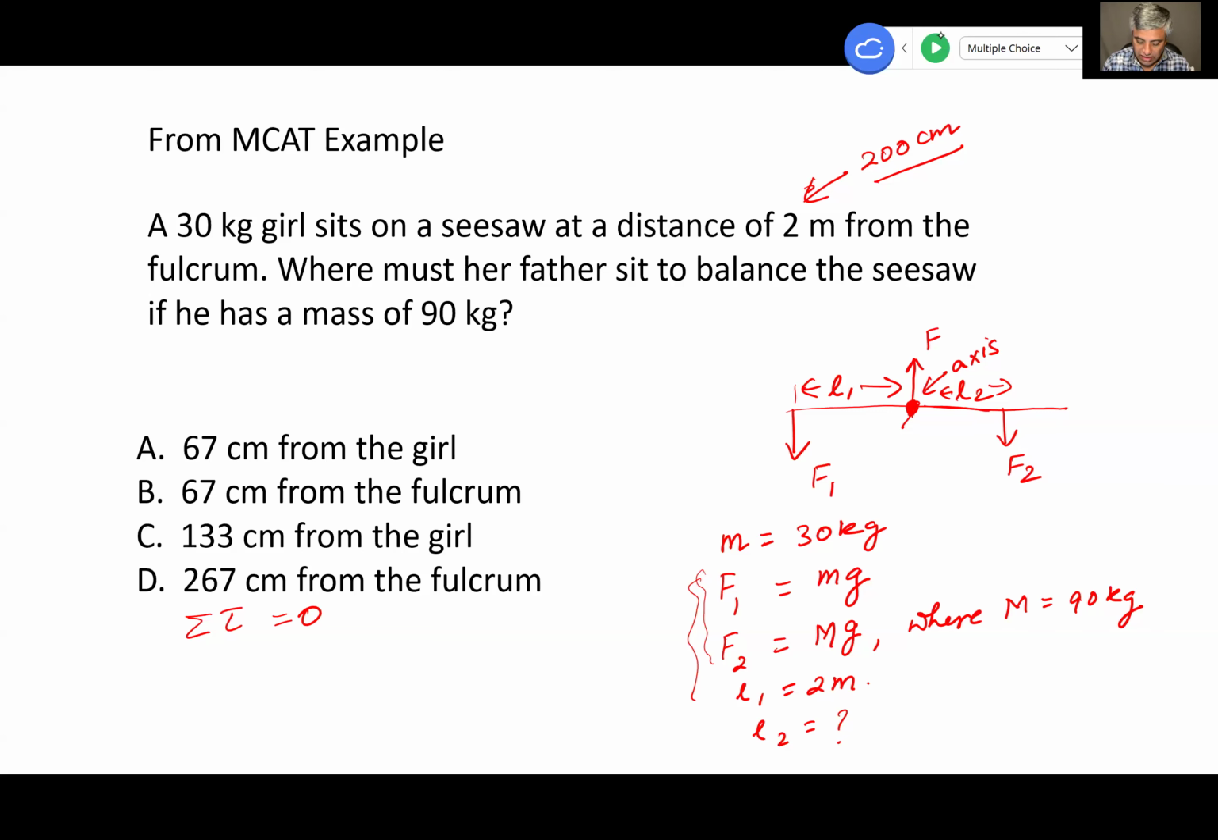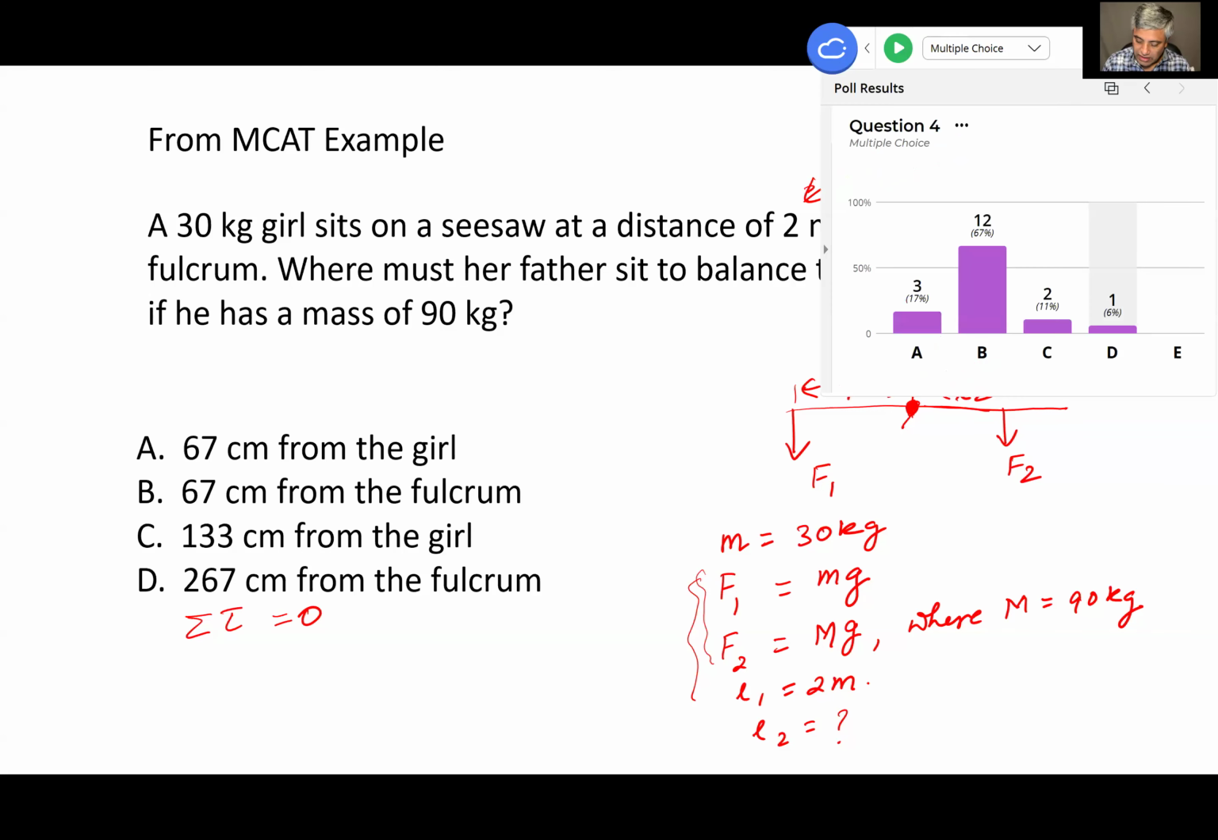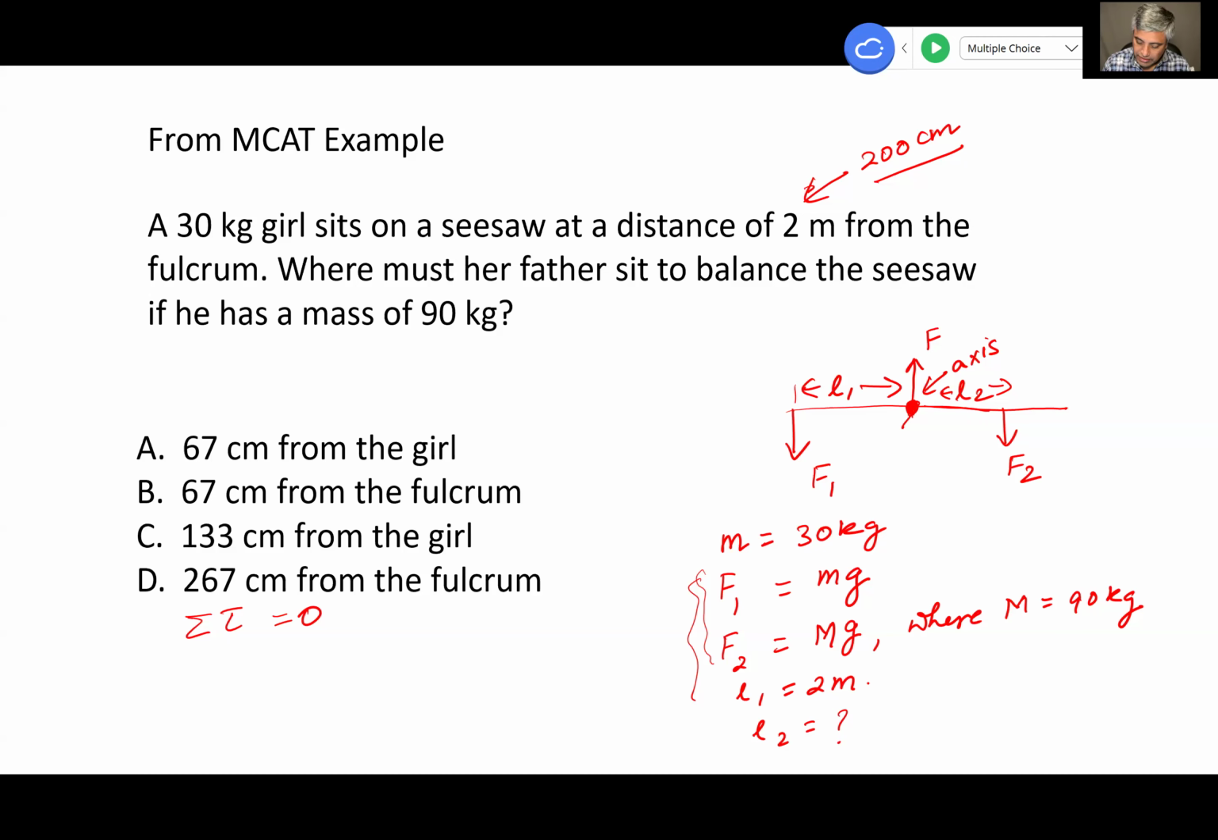Okay. So let's see what we got here. So mostly B, right? So B is 67. So dad is 3 times heavier than girl. So that means dad has to sit only 1/3 from the girl. I mean, this L2 is gonna be only 1/3. And 67 makes sense.